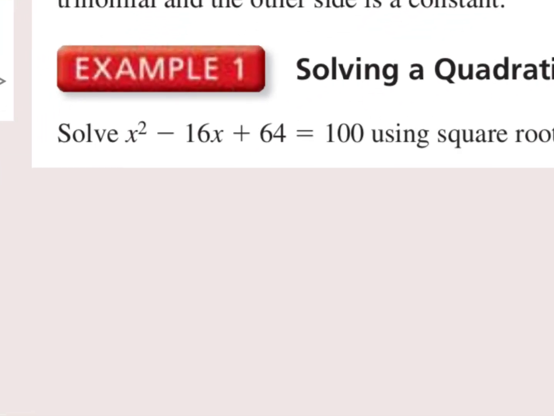So first thing we want to do is factor the left side of our equation. What are two factors of 64 that add to negative 16? Negative 8 and negative 8. So this factors into x minus 8 times x minus 8, which can also be written as x minus 8 squared.